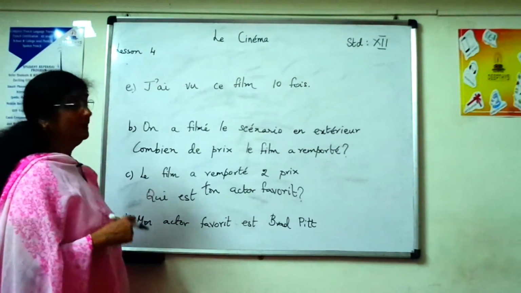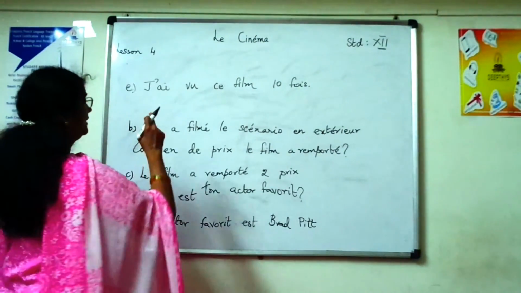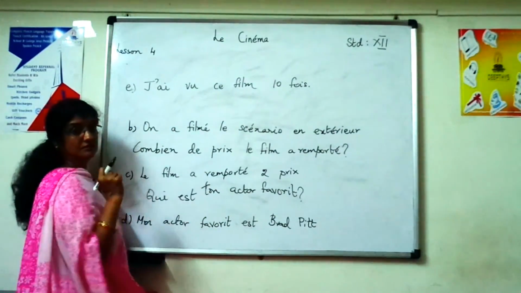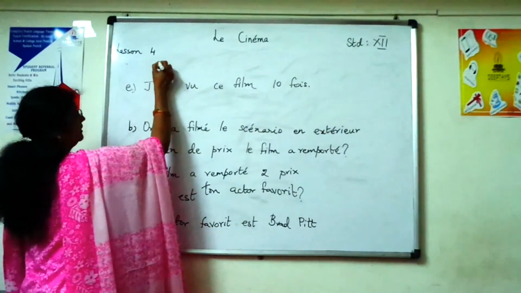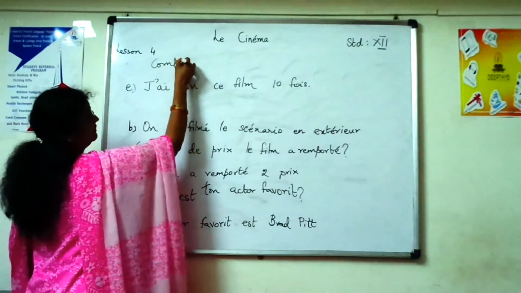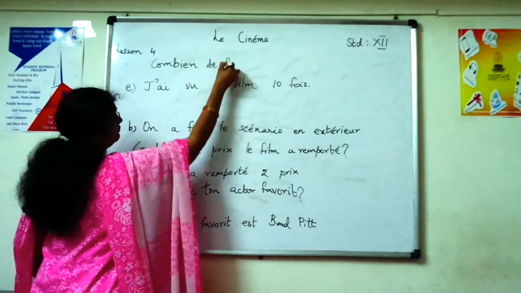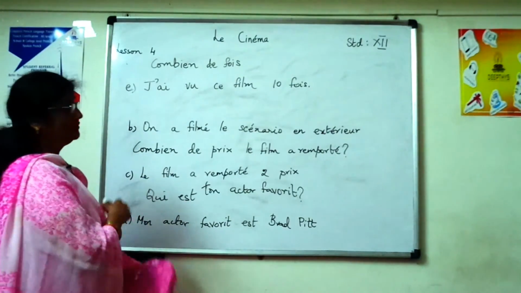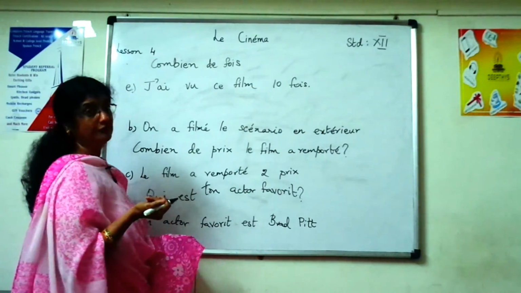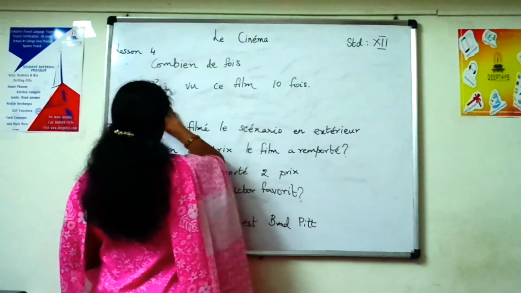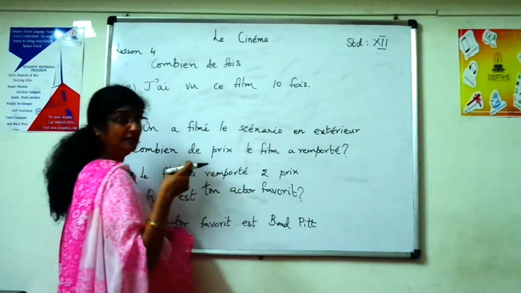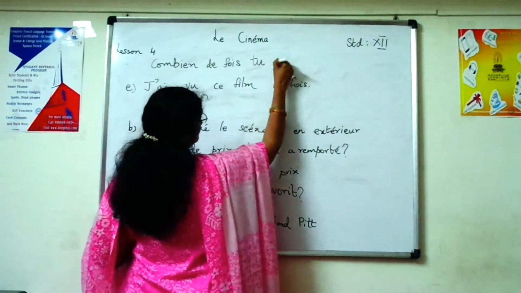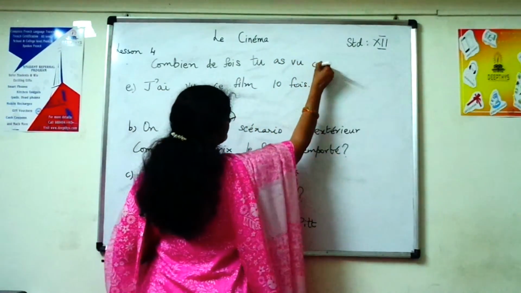Now your question has to be, how many times did you watch the movie? So remember, I already told you how many or how much is combien de. So how many times? That is combien de fois. Combien de fois means how many times. Now the subject here is I saw the film. So in the question, it will be you saw the film. So je, which is I. And when you ask a question, you can write combien de fois tu as vu ce film.